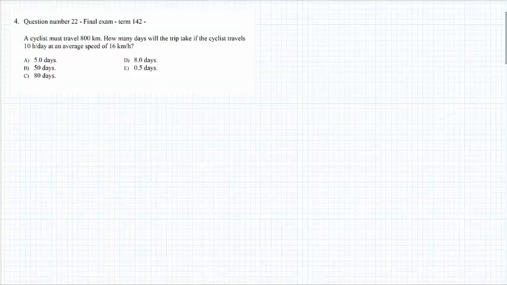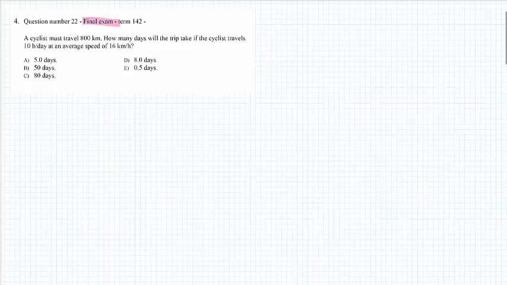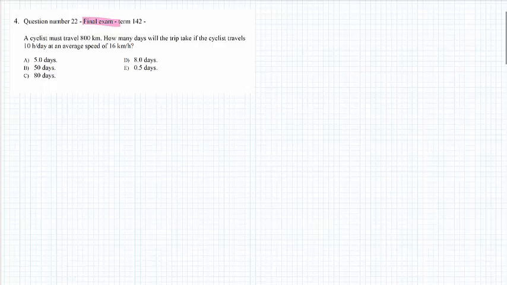Here in this problem that was in the final exam, a cyclist must travel 800 kilometers. How many days will the trip take if the cyclist travels 10 hours a day at an average speed of 16 kilometers per hour? So the information here is that there is a cyclist.